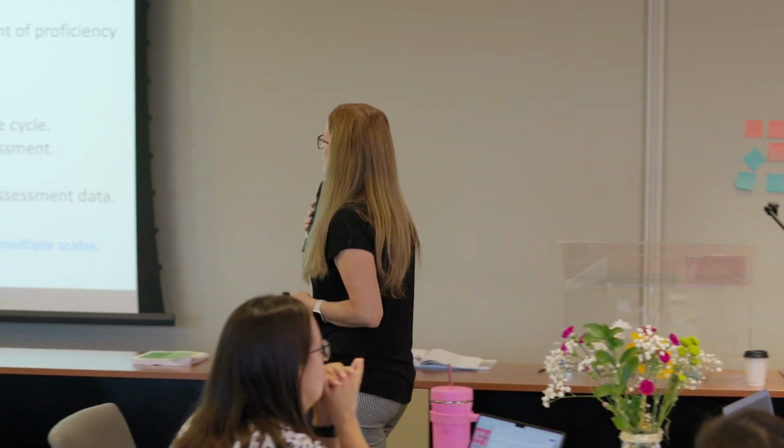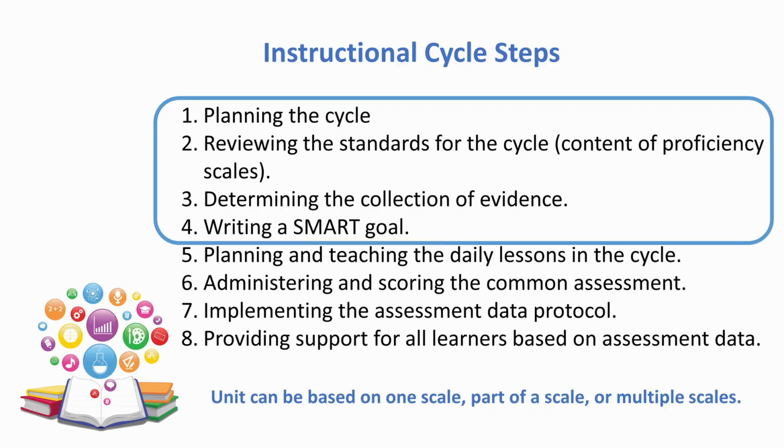All right, so the instructional cycle steps. 8 steps seems like a lot, but it's not that bad. Step 1 is planning the cycle. 2, reviewing the standards for the cycle. 3, determining the collection of evidence. 4, writing a SMART goal. 5, planning and teaching the daily lessons in the cycle. 6, administering and scoring the common assessment. Now we're going to talk about that one. We'll actually talk about all of them, but we probably will not have common assessments. 7, implementing the assessment data protocol, and 8, providing support for all learners based on the assessment data.